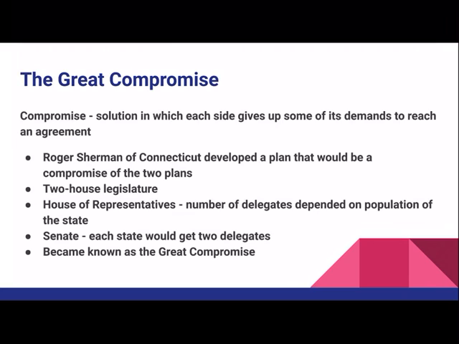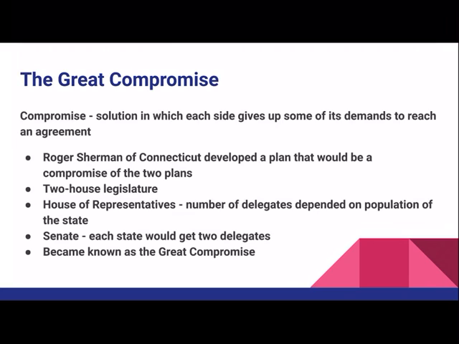Both plans suggested three branches of government, so they're still going to have that. But in the legislative branch, they would have two houses, okay? One house being the House of Representatives, and the number of delegates each state gets would depend on the population of the state, right? So this is going with the Virginia plan for this house, and it's going to benefit the larger states because depending on how many people you have in your state, that is how many delegates you get, right?